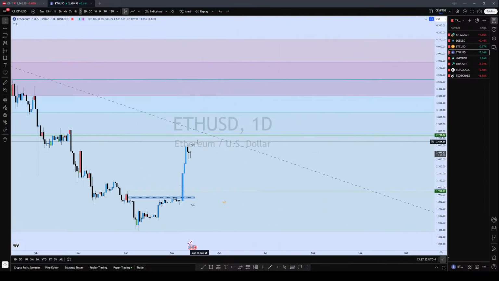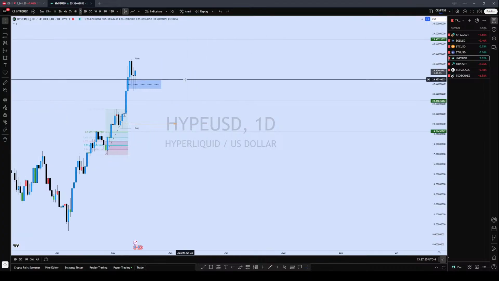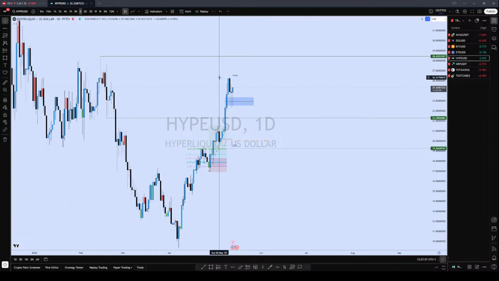Ethereum, same thing. We're expecting them to reach for the 50%, 2748. That's the objective for now, and there is an order block here, the last up candle right there. So that will be your target for now, and then we will see what will happen after, once we get there. Hype, same thing. I think they're all doing the same thing.